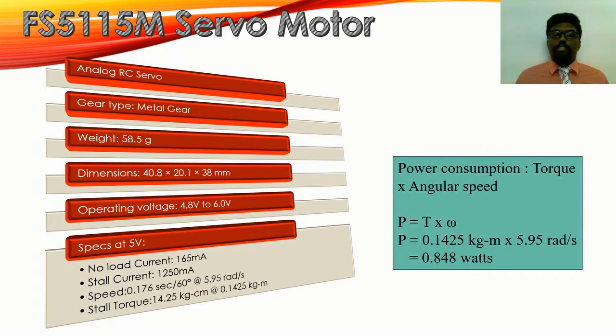The power consumption is calculated as torque times omega, that is the angular speed. So the power equals torque times omega. The torque is 0.1425 kg meter, times the omega 5.95 radian per second. So we get 0.848 watts. That is the power consumption of the servo motor.